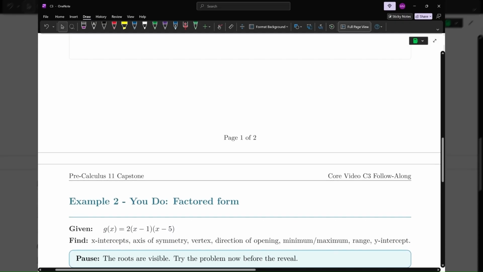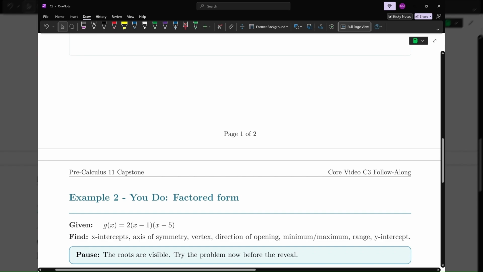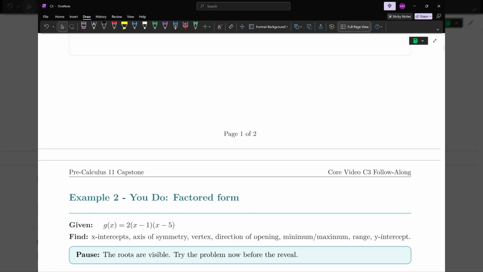So this one's for you. So this one says, hey, g of x equals 2 times (x - 1)(x - 5). Now, for this question, what are the x-intercepts, axis of symmetry, vertex, direction of opening, max, min, range, and y-intercept? So all the same things. So you can pause the video in a second. Remember, the roots are visible here. Try the problem and see what you can get without necessarily changing forms.